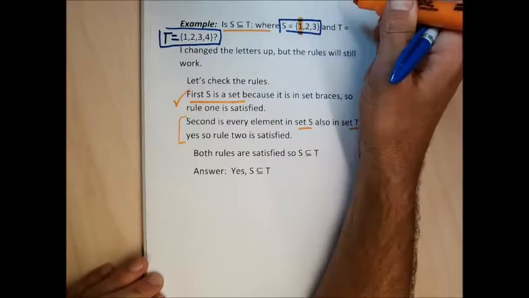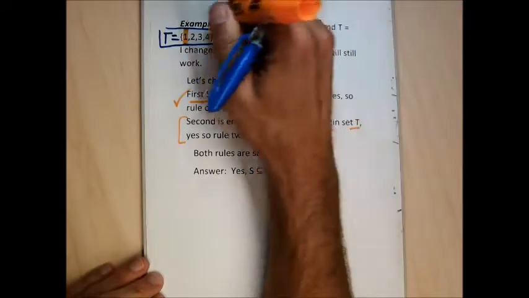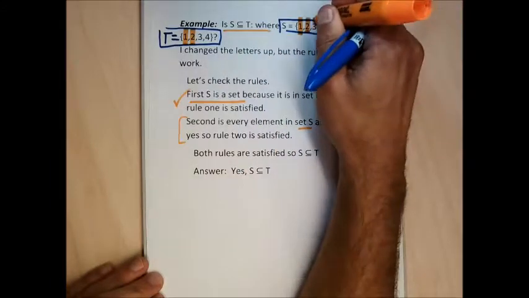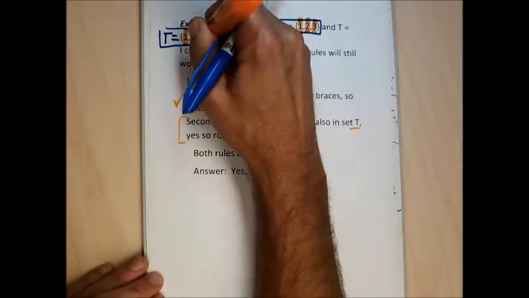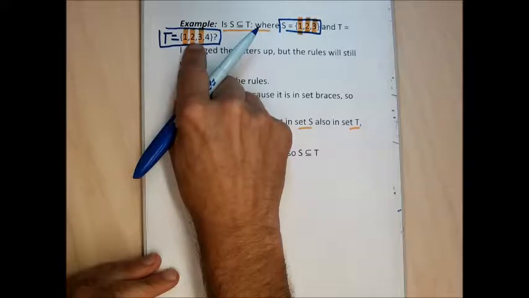Well, let's look at the elements of set S. There's a 1 in S. There's also a 1 in T. There's a 2 in S. There's also a 2 in T. There's a 3 in S. There's also a 3 in T. So every element in set S is also contained in set T.